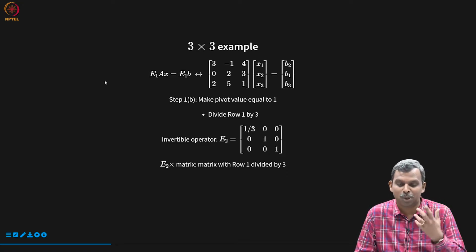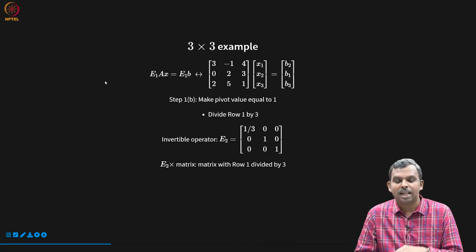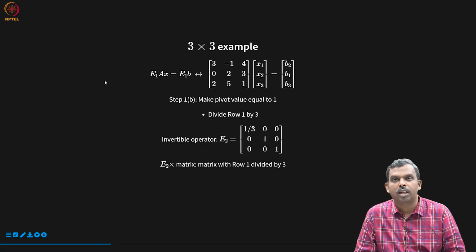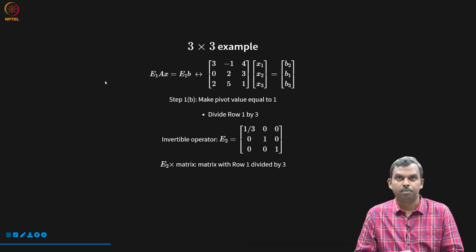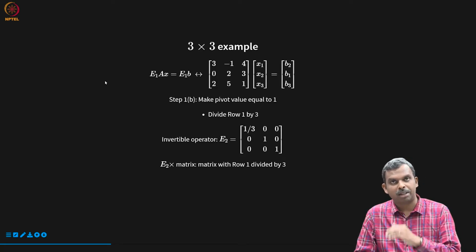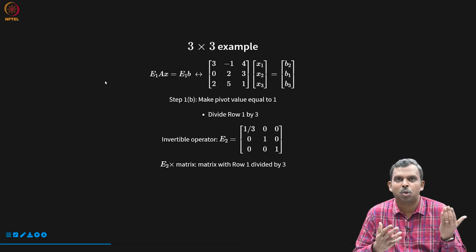Maybe I don't like 3, I want to make it 1. So what do I do for that? I can divide row 1 by 3. Once again, that's an invertible operation. You divided row 1 by 3. How do I go back to the original one? You multiply row 1 by 3 again. Right? So you go back to the original one.